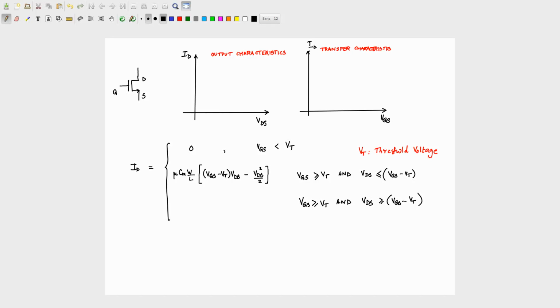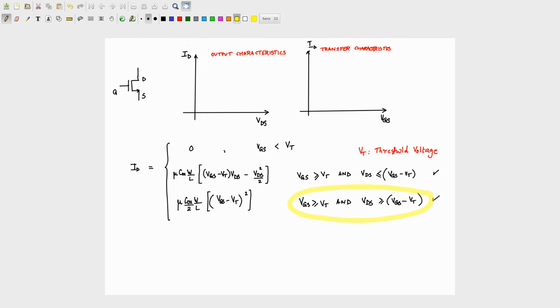Those situations are given as follows. This is given as mu C ox W by L, I'll explain the quantities in a moment, into VGS minus VT into VDS minus VDS squared by 2. And in the region where VGS is greater than or equal to VT and the drain source voltage is greater than or equal to VGS minus VT, I just plug in the value VGS minus VT where VDS exists, and I will get the following expression: mu C ox W by 2L into VGS minus VT the whole square. Alright? Okay. Now we need to give names to these two regions, and that will become clear.